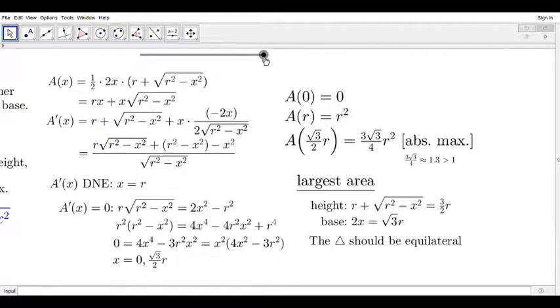So the height is, as we already identified earlier, r plus the square root of r squared minus x squared. If you plug in this critical number, that would reduce the height to 3/2 r. And then the base is this 2x, so double our critical number, square root of 3 times r. Same conclusion: the triangle should be equilateral.